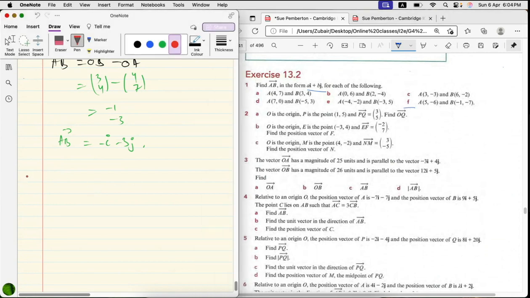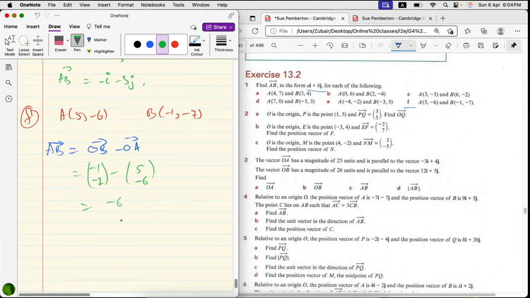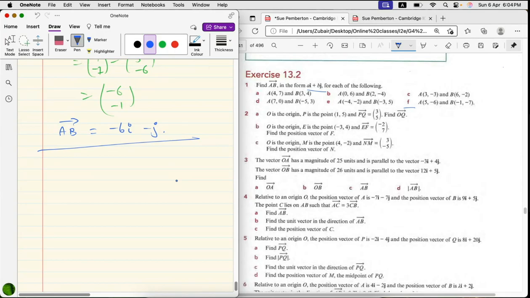Similarly, let's try the F part, where A is 5, minus 6, and B is minus 1, minus 7. So AB is equal to OB minus OA. Minus 1, minus 7 minus 5, minus 6. So that's minus 6, minus 1. AB in IJ form is minus 6I minus J. Any doubts? No. Look at question number 2.